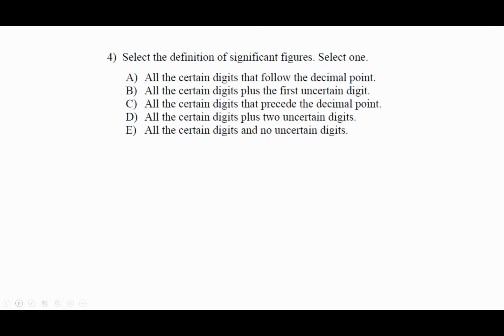Select the definition of a significant figure. Well, all the certain digits that follow the decimal place, no, that is wrong. All the certain digits plus the first uncertain digit, which is the definition we've used in class. All the certain digits that precede the decimal place, absolutely wrong. All the certain digits plus 2 uncertain digits, no. And all the certain digits and no uncertain digits, that would not be right. So the answer for 4 is B.